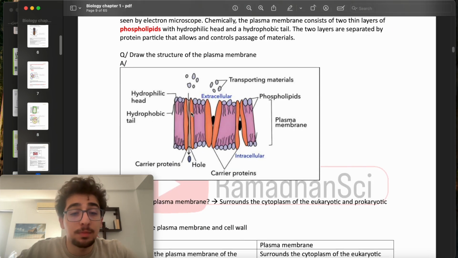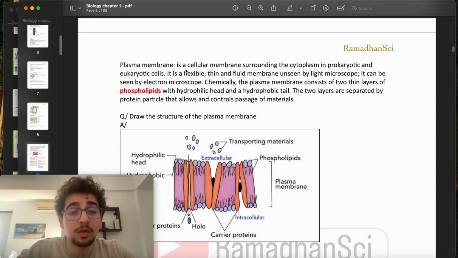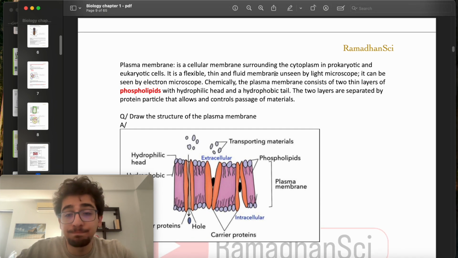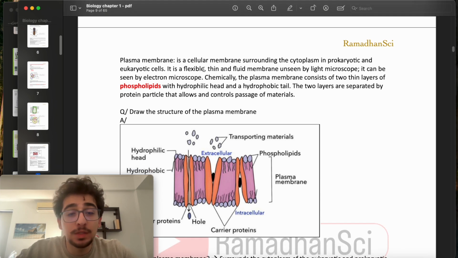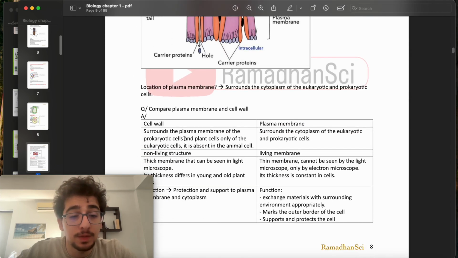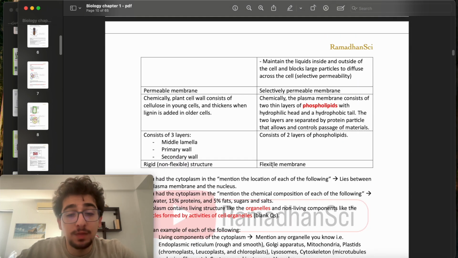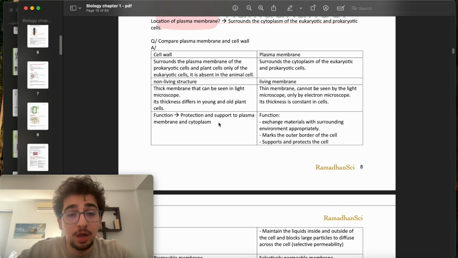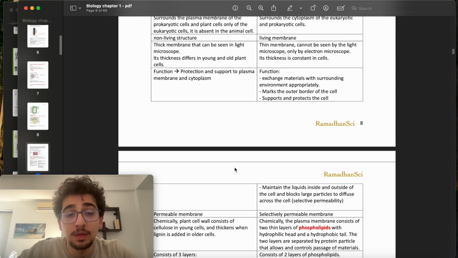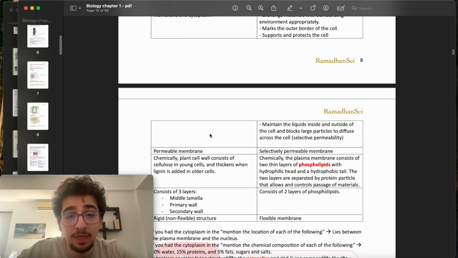We will discuss the plasma membrane real quick. So the plasma membrane, you want to memorize this by heart. It's very important. The plasma membrane is found in both prokaryotic and eukaryotic cells. It is flexible. We will write this in the comparison question between the plasma membrane and the cell wall. We will write down it's flexible, comparing it to the rigid, non-flexible structure of the cell wall. Okay, so it's flexible, it's thin, and the cell wall will not be thin, it will be thick.